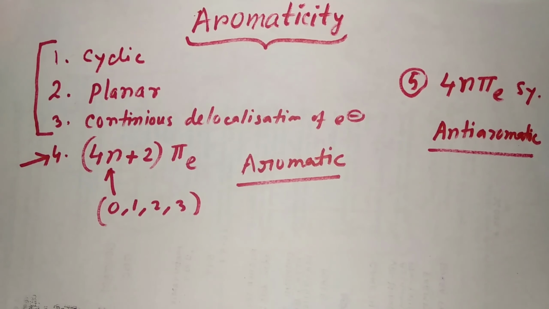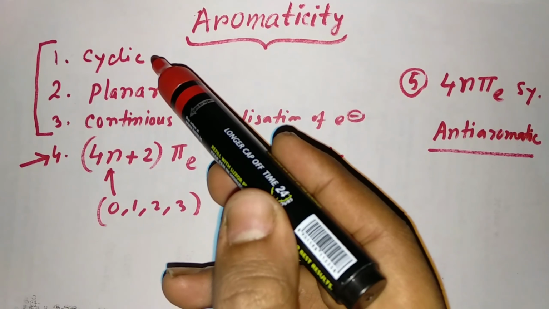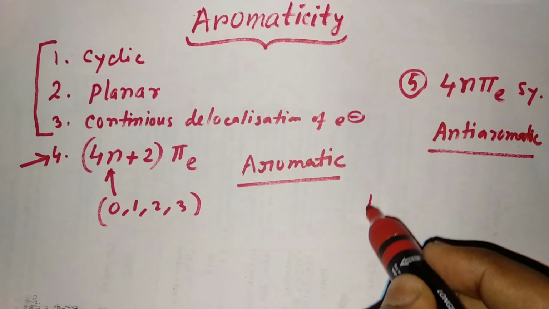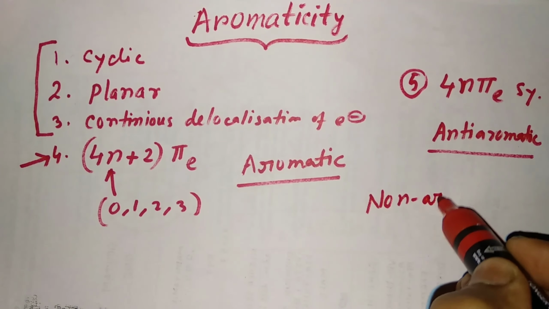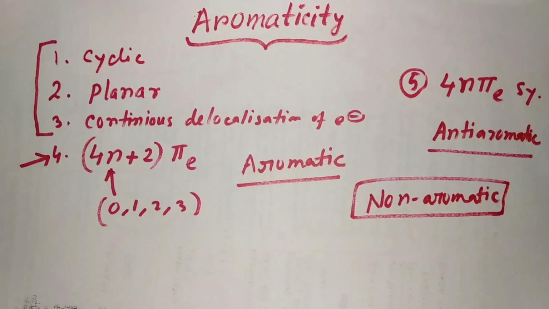Now coming to different kinds of examples. If a system doesn't obey any of these rules, for example it is not cyclic, but it obeys the others, in that case we will say the system is non-aromatic. I will give you examples of all these kinds, so just keep watching. Now let's take an example.